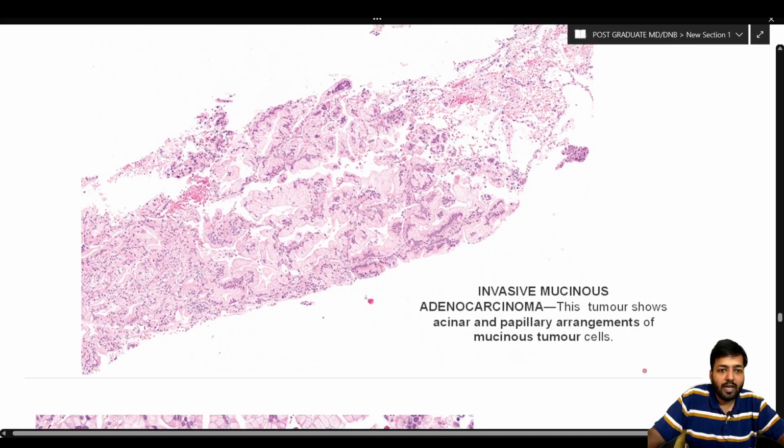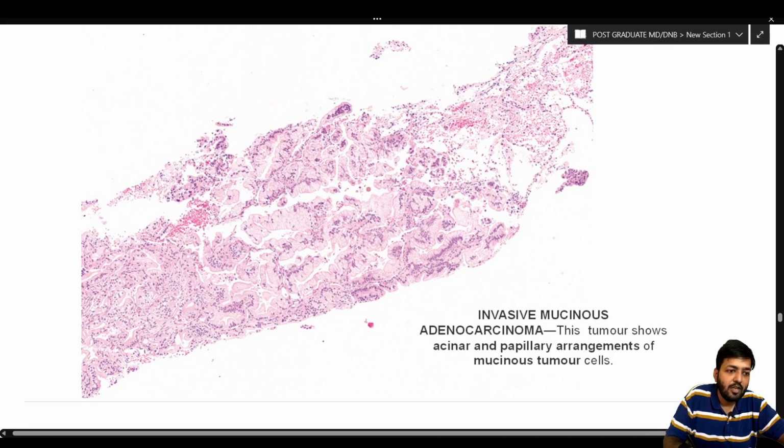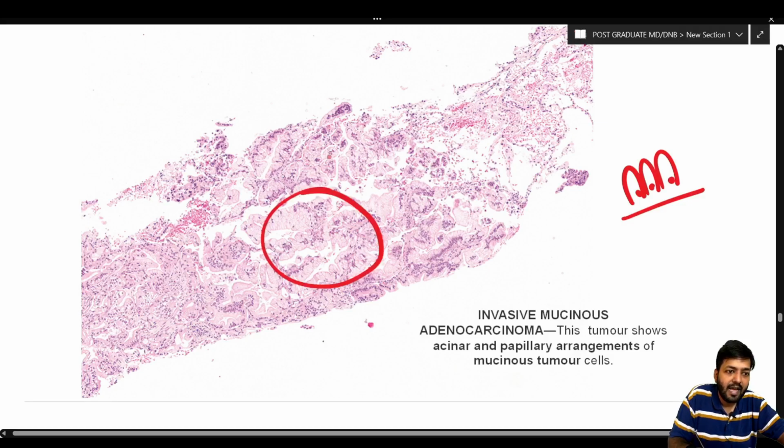Next over here, this is an invasive mucinous adenocarcinoma. In the mucinous variety, you will see the presence of some amount of mucin, and you see the mucinous cells. You will see tall columnar cells with basally located nuclei. Now over here, we can see the pattern. They are present in both the papillary pattern as well as the acinar pattern.